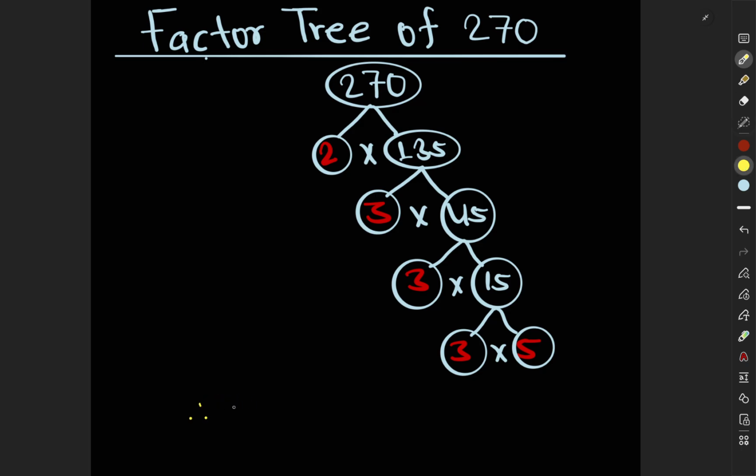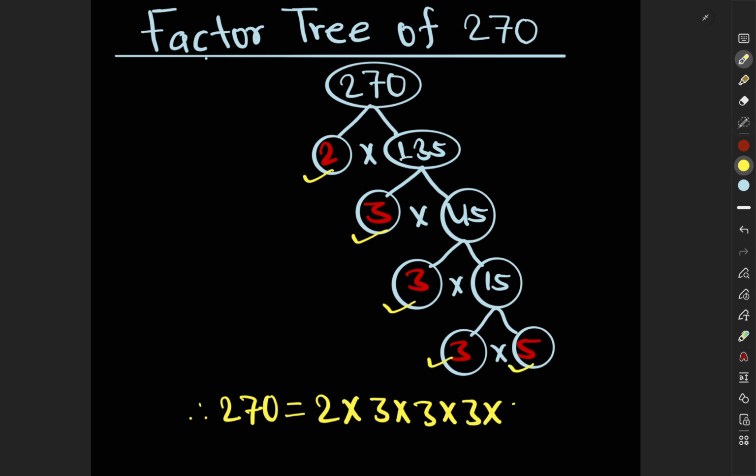So we can write 270 is equal to the product of all these prime numbers, that is 2 times 3 times 3 times 3 and at last this 5.